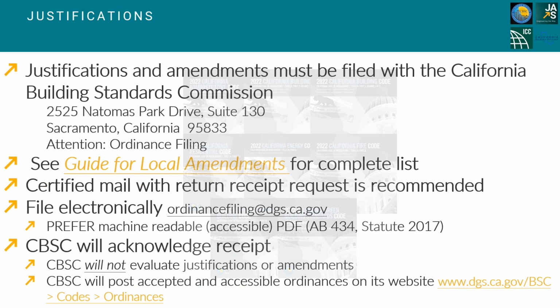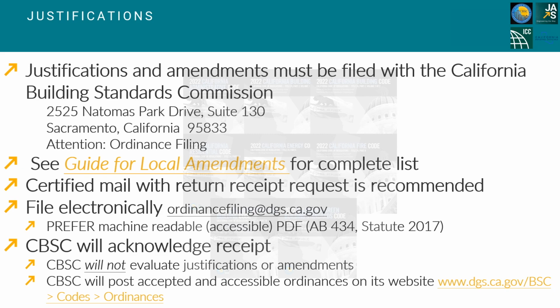So after the governing body has adopted a local amendment ordinance and has properly justified the local amendments, they are generally filed with the Building Standards Commission. However, there are a number of exceptions. For example, ADU ordinances and emergency housing ordinances are filed with the Department of Housing and Community Development. Fire protection ordinances are filed with the Department of Housing and Community Development as well. For a full list of where to file your local amendments based on the type of amendments, look at our guide for local amendments on our website. It includes the necessary information and how to file the ordinance and where to file the ordinance.